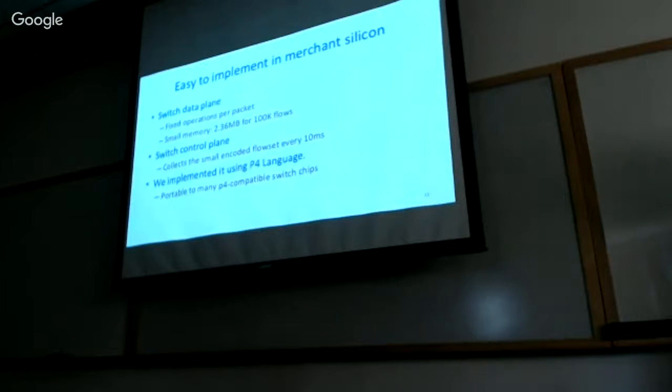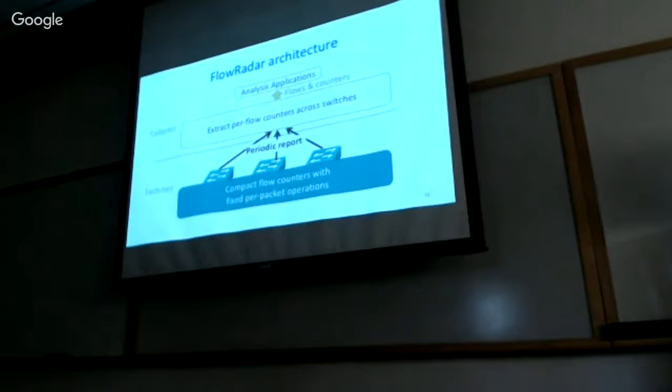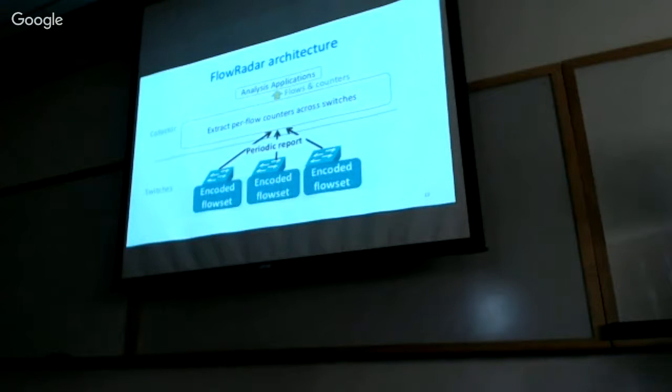This data structure is feasible in merchant silicon because its per-packet processing time is constant and the memory usage is very small. It only takes 2.36 megabytes to store 100K flows, which is far less than the tens of megabytes of available memory on a switch. The switch control plane gets a small flow set every 10 milliseconds, so the overhead is low as well. We have implemented it in P4. We just showed how the encoded flow set works.